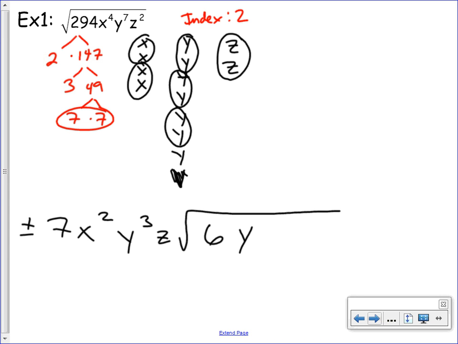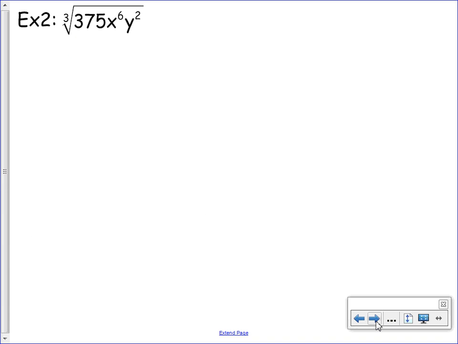So the reason I broke it down again was just to remind you that the index tells you how many come out at the same time. So compare that with the next example. Right here, what's the index? 3. Yep. Here we go. The index is 3. Break this down into prime numbers again.